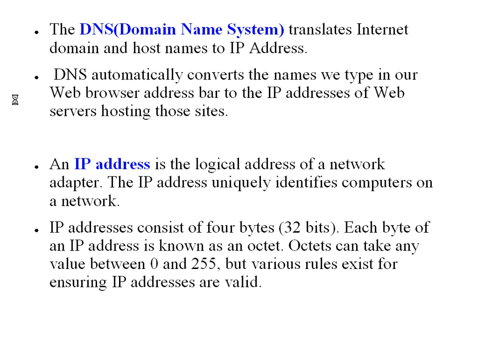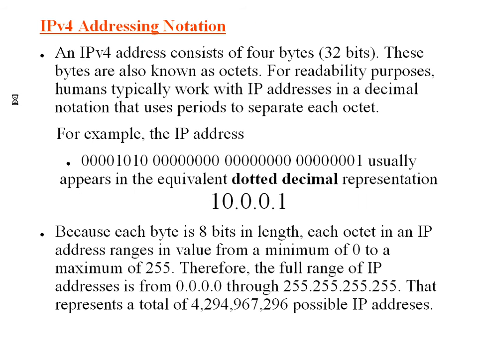The IP address uniquely identifies computers on a network. IP addresses consist of 4 bytes, that is 32 bits. Each byte of an IP address is known as an octet. An octet can take any value between 0 and 255, but various rules exist for ensuring IP addresses are valid. There are two types of notations for IP addresses. One is IPv4, another one is IPv6.